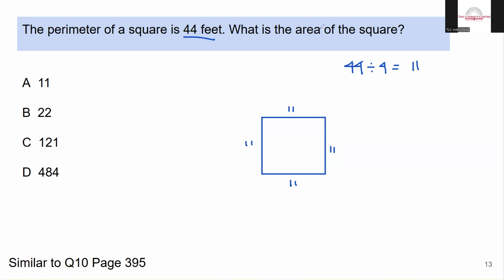What is the area of a square? All we have to do is apply the area of a rectangle. A square is just a special rectangle, so we might as well use the rectangle formula. Area equals length times width equals 11 times 11, which equals 121. Answer C. So a little bit of a two-step problem. We're given the perimeter. We have to figure out the length of the side. Once we know the length of the side, we can find the area.